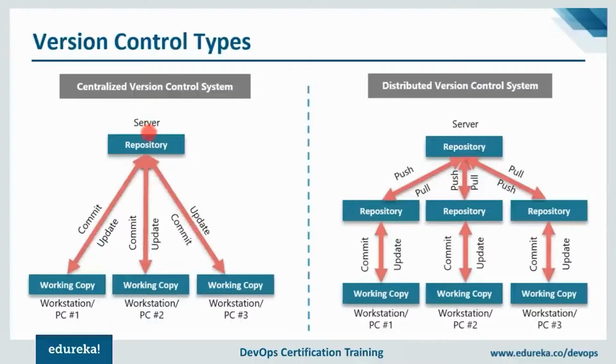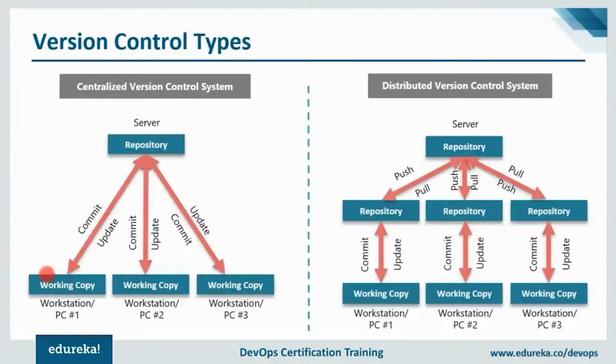Centralized version control system consists of a central server. So it basically stores all the files and enables team collaboration. It uses a central repository which stores all the files so that users can access it. So this is what happens here, guys. Every developer has a working copy. If there are n number of developers working on a single repository, then there are n working copies.